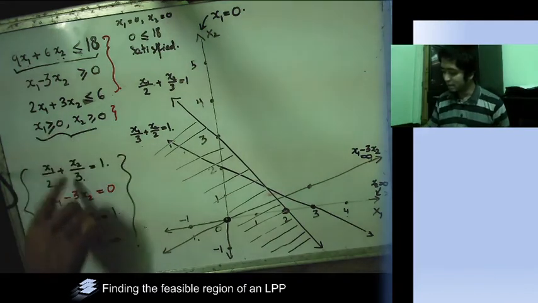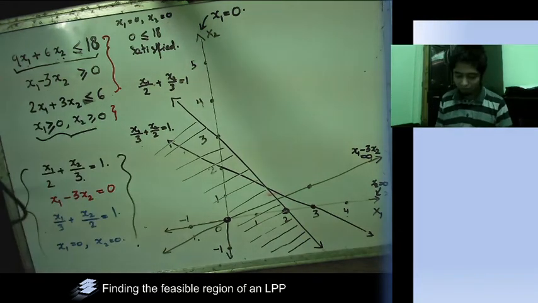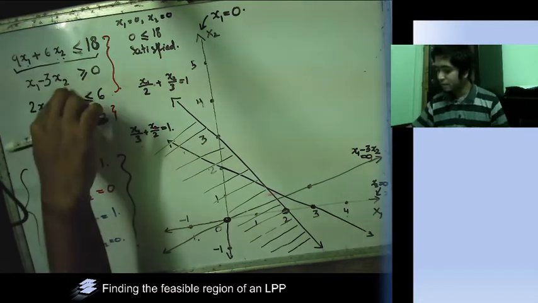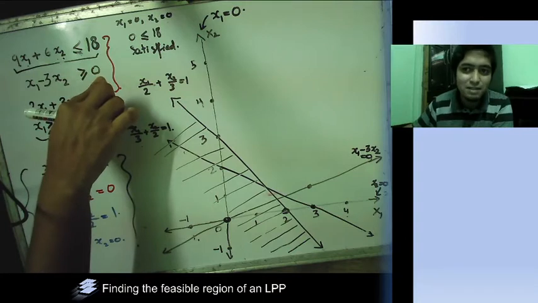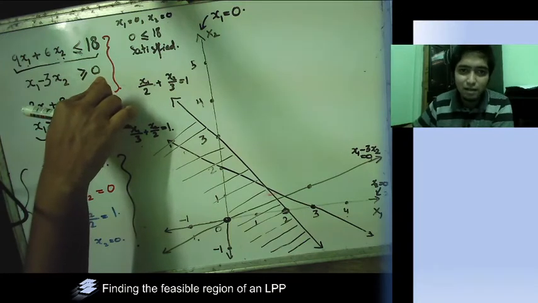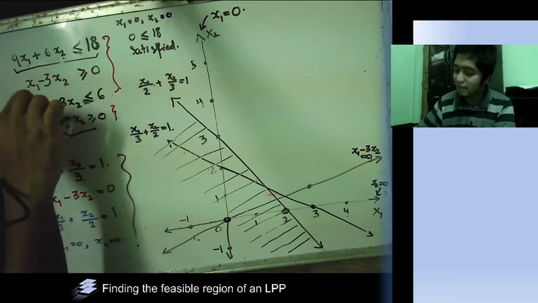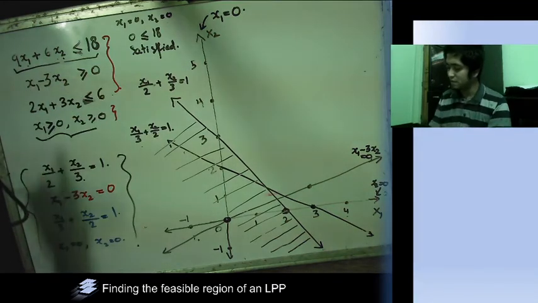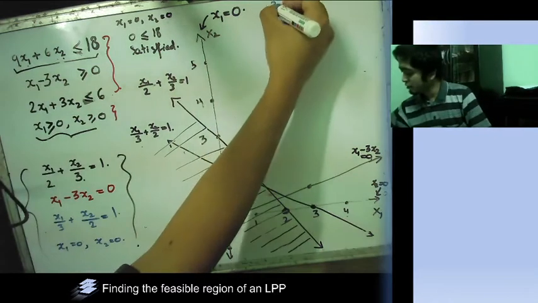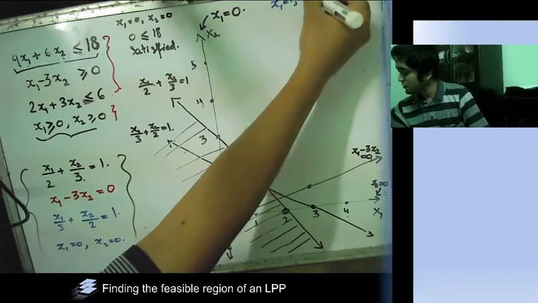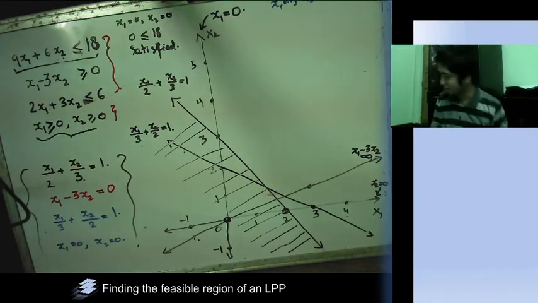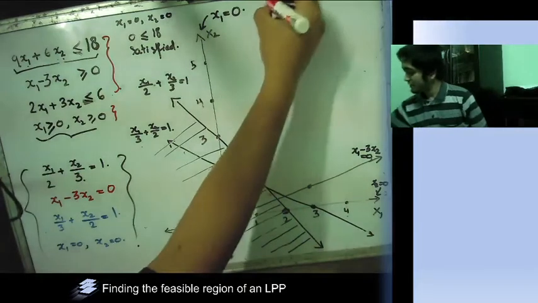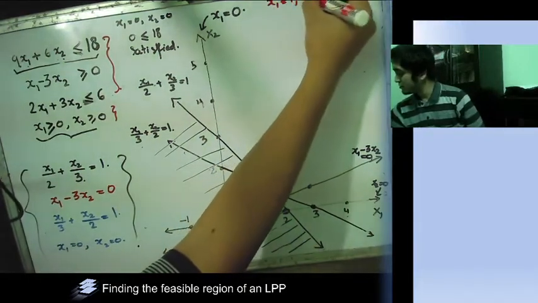Now let us take a look at the second inequality, x1 minus 3x2 greater than or equal to 0. Over here, you notice that the right hand side is 0. If the right hand side is 0, just take any other point which is not on the line. So we can take x1 equal to 1 and x2 equal to 1. I am doing it for the second one, so let me write it with a red pen.